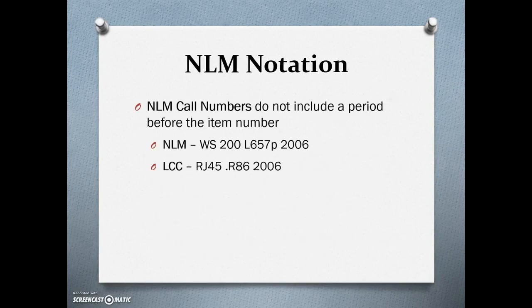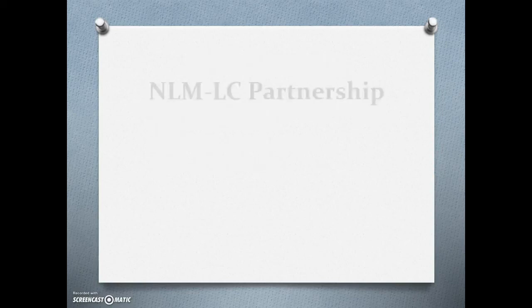And as you can see here, the resulting NLM call numbers do not include a period before the item number, which is also a departure from the Library of Congress's traditional call number format. You'll see a period or a decimal point located before the item number in the LCC call number shown here. Despite the variations that we see between the NLM and LCC patterns of notation, this really doesn't affect the overall compatibility of the two systems.